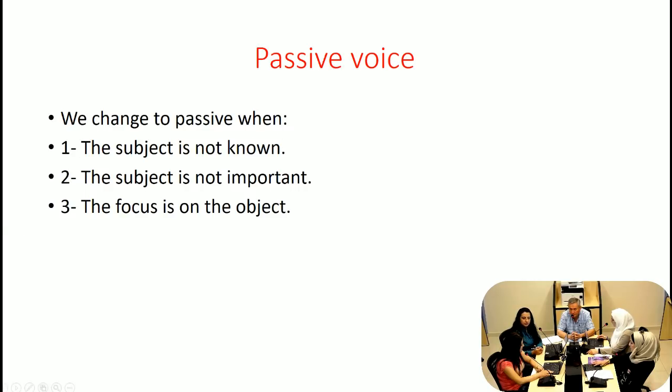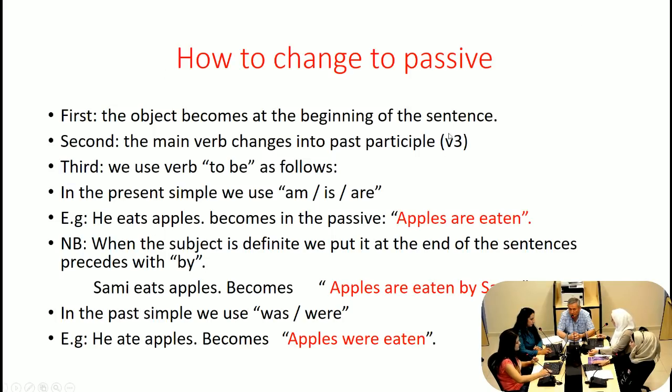We use the passive when the subject is not clear or not known, or when the object is more important than the subject. The focus is on the object rather than the subject. When the doer is not clear, we don't know who does the action. First, the subject is not known, the subject is not important, or the focus is on the object.